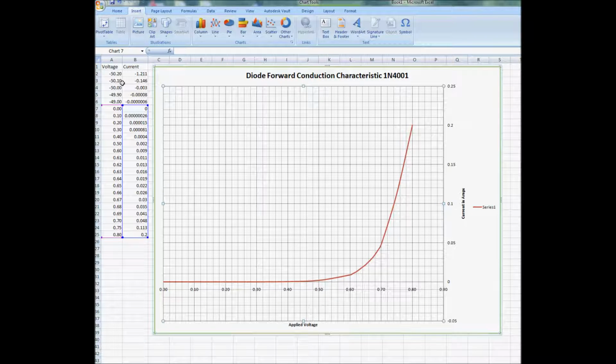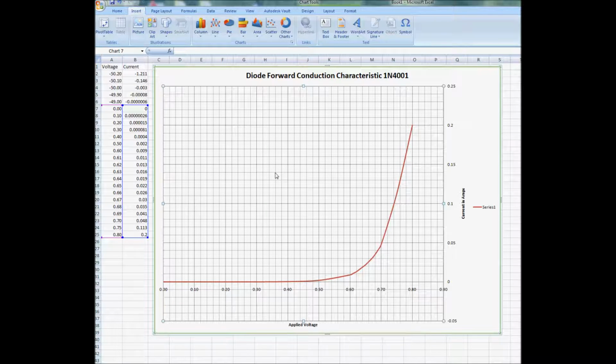What I did at this point was I entered the data from my diode tests. So for example, the voltage, the maximum minus voltage was minus 50, minus 50.2, which went all the way up to 0.8. And then I put the corresponding current measured along with those particular values. Don't forget the minuses, they're very important.